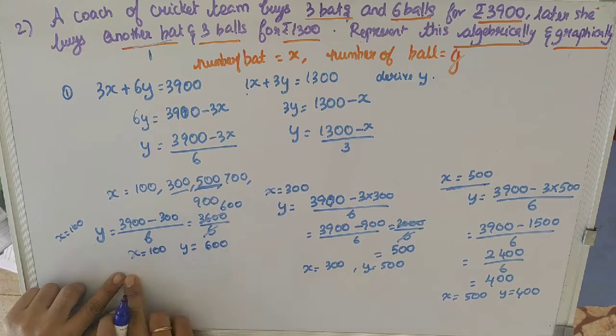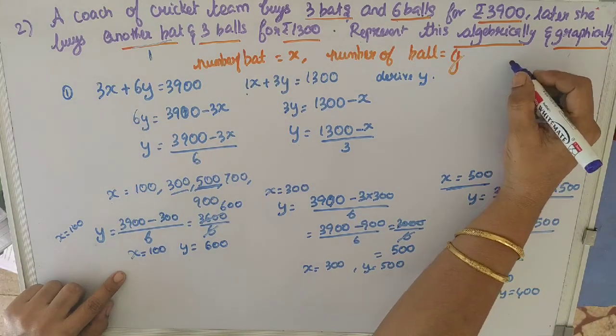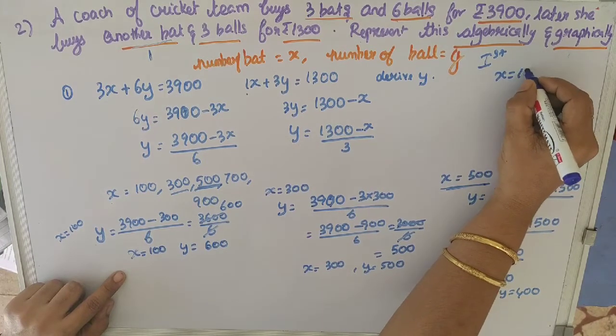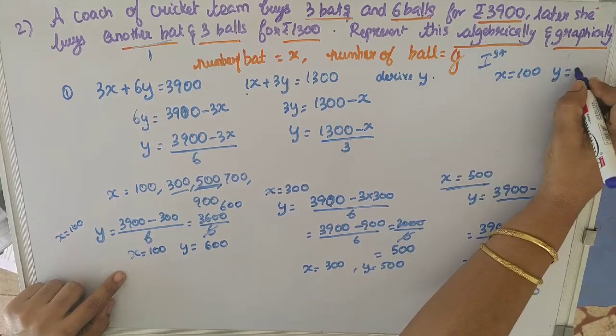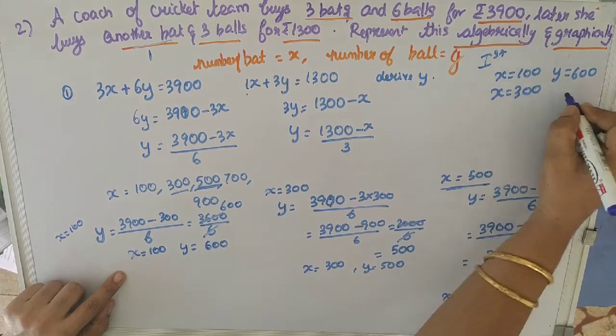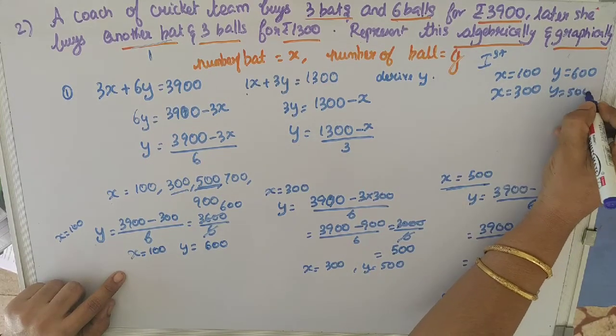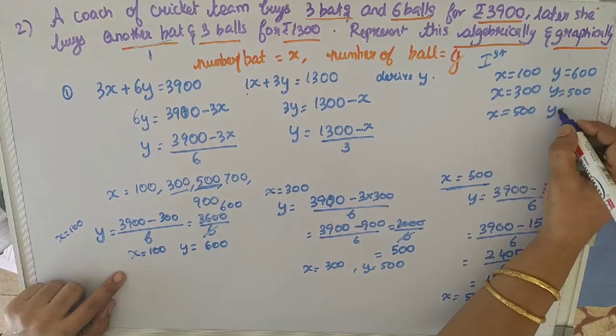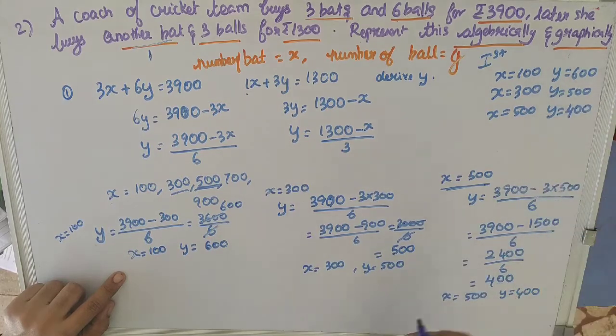These ordered pairs are the points on the line representing the equation 3x plus 6y equal to 3,900. So now let's write the ordered pairs of the first equation. x is equal to 100, y is equal to 600. When x is equal to 300, y is equal to 500. When x is equal to 500, y is equal to 400.